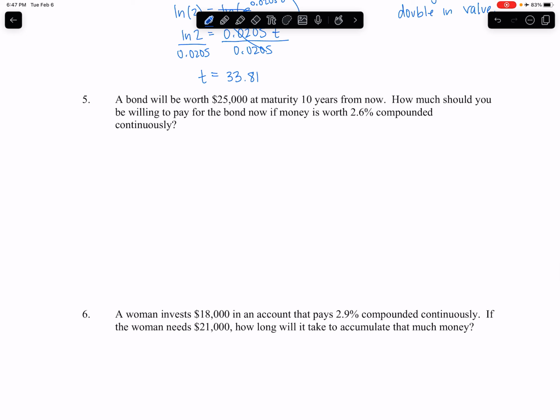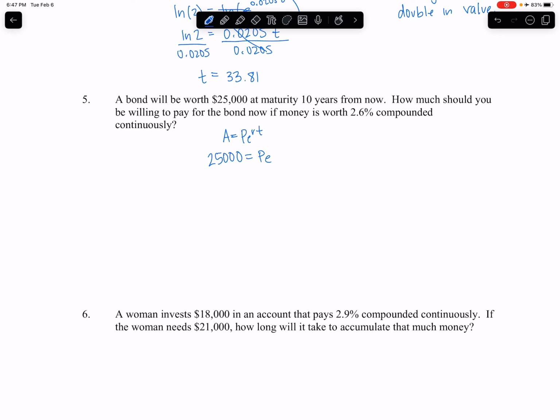A bond will be worth $25,000 at maturity 10 years from now. How much should you be willing to pay for the bond now if money is worth 2.6% compounded continuously? We hear the phrase compounded continuously, so we know we're using the PERT formula. In 10 years from now it'll be $25,000, and they want to know how much we will invest now. So we're looking for a principal in order to reach $25,000 as our final amount.